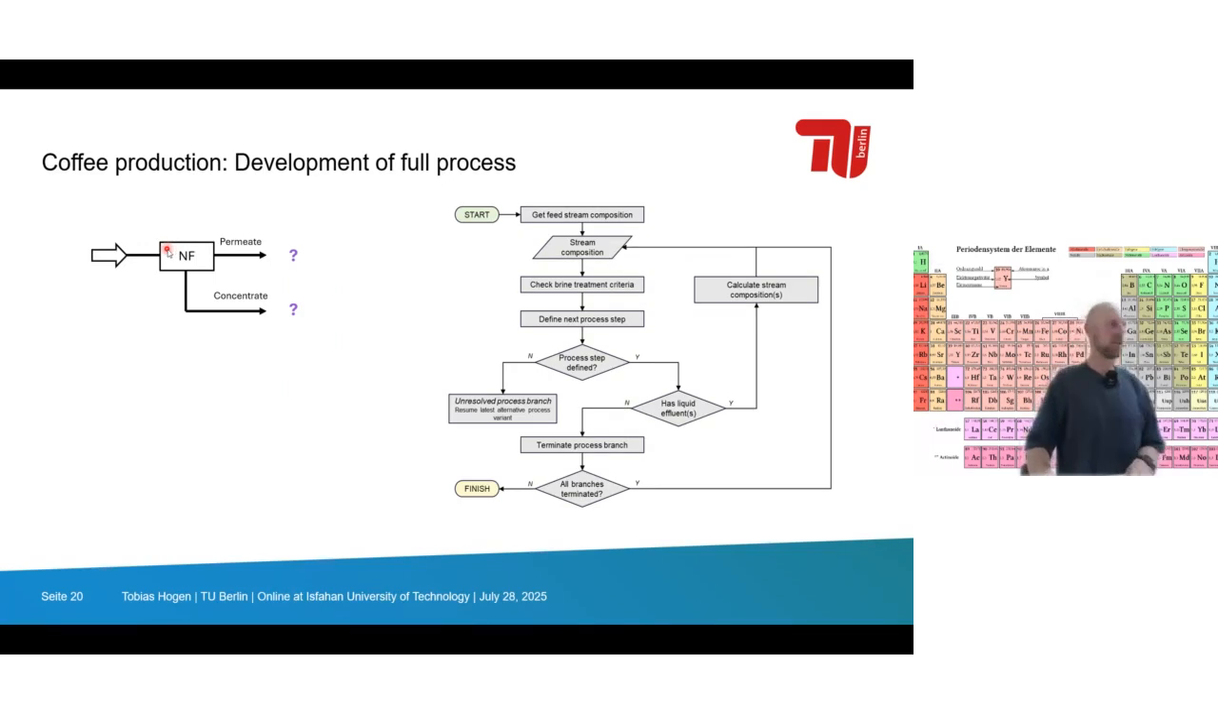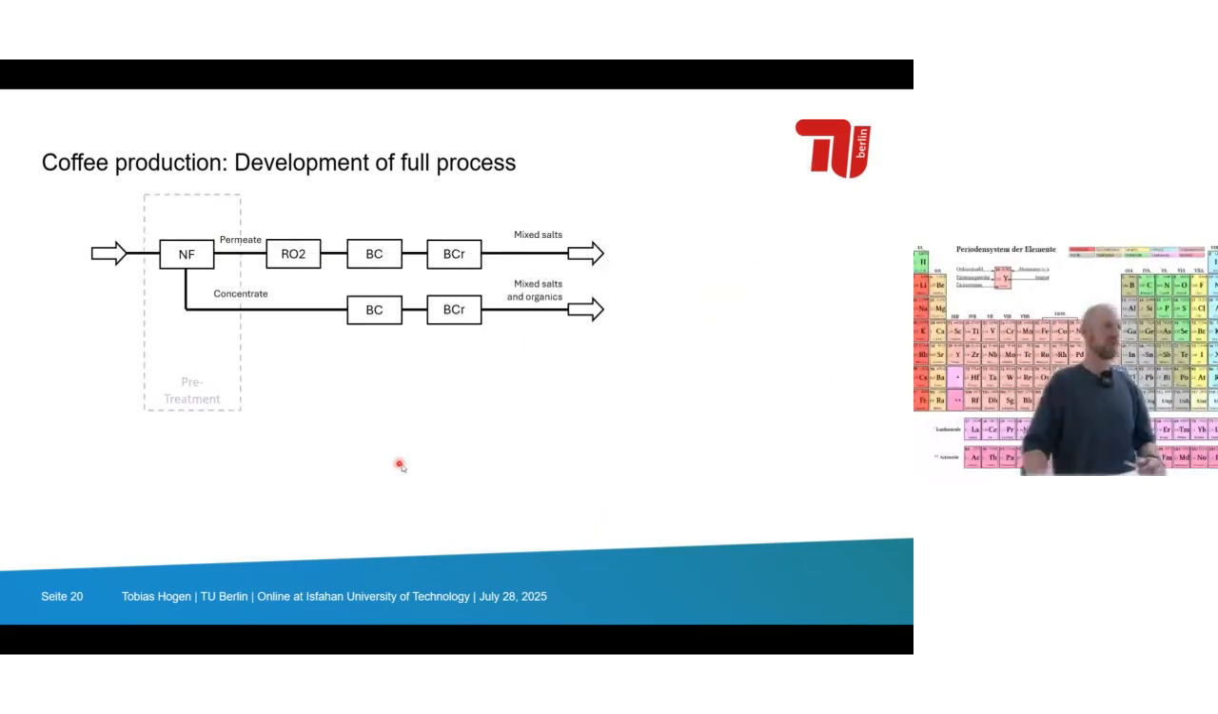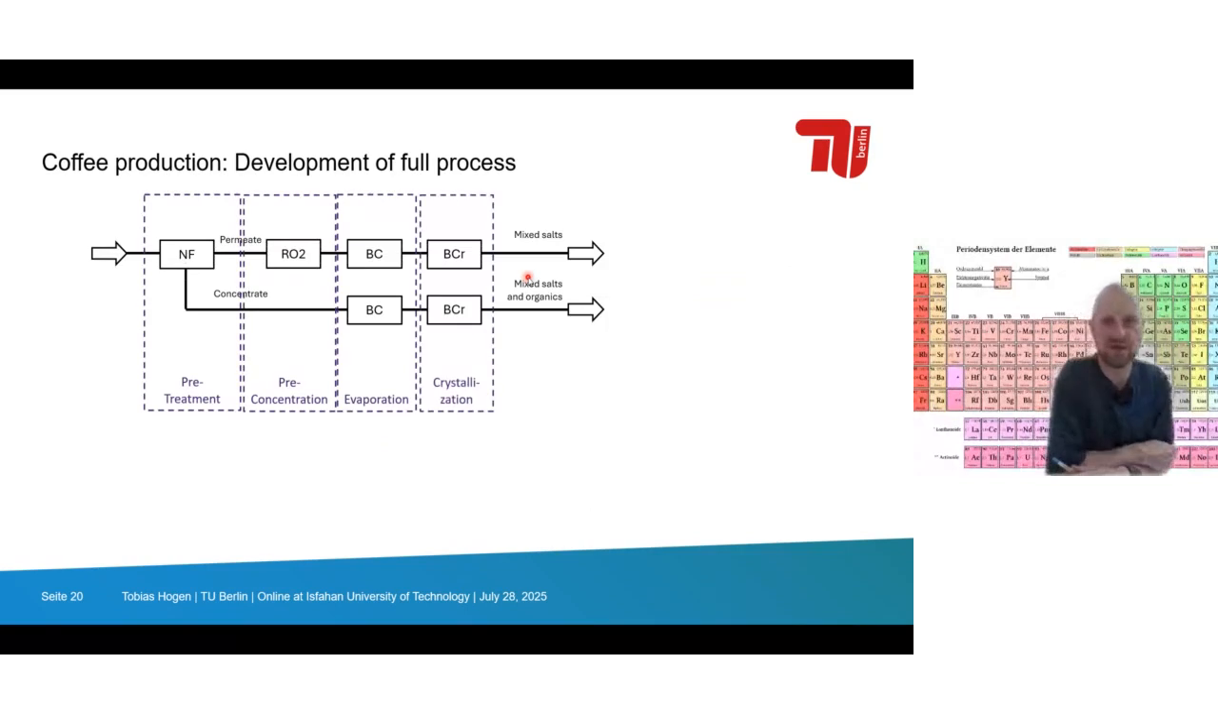This, in the end, generates a permeate and a concentrate stream. So what to do now? We just do the same checks again for each stream, as described in our workflow, till we get a full process proposal.